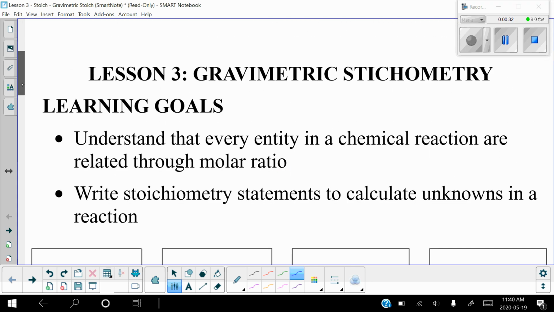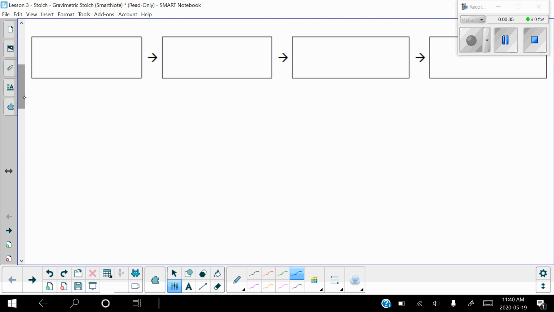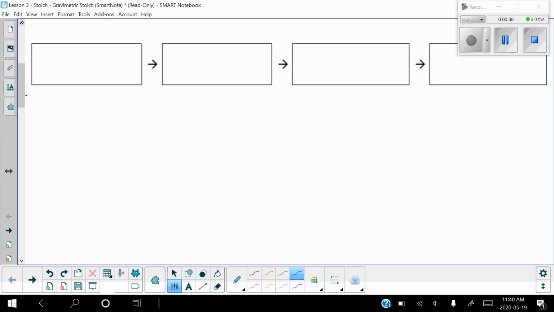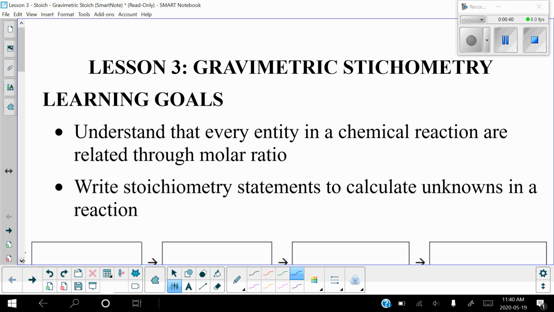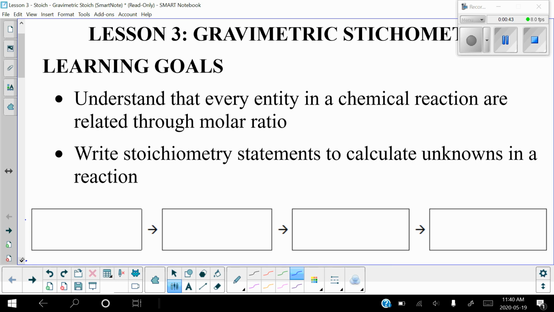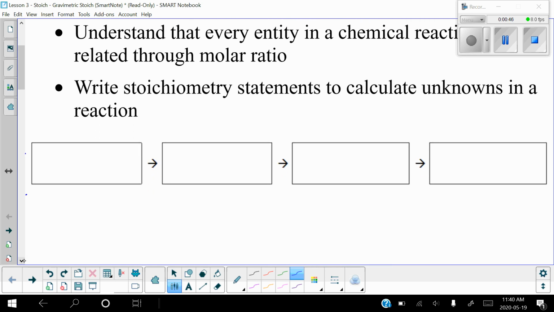Okay, I'm going to go through the basic anatomy of a stoichiometry statement. So the general way in a gravimetric stoich problem is you're usually going from a mass of a known to a mass of an unknown entity in a reaction. So this is how it is. You're going to start off with a mass of your known. Usually it's in grams. Sometimes you might have it in kilograms.